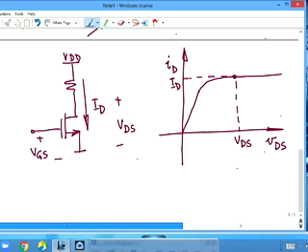And now when I apply a small signal on top of the DC operating point, the circuit responds with an incremental signal. So when I apply some additional signal on top of capital VGS, I apply small vgs. So now my total VGS is capital VGS plus small vgs. Then I get something else on the current. The current is going to increase, because VGS has increased.